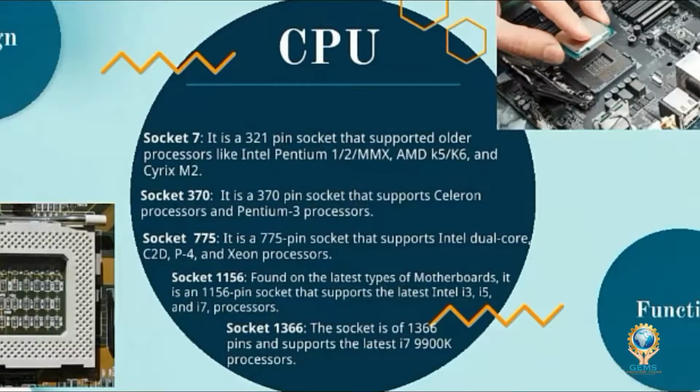So after socket 7, socket 370 came. Means it is a 370 pin socket that supports Celeron processor and Pentium 3 processor. Means it is an upgrade of Pentium 1 and 2 and that type of Intel Pentium processor.